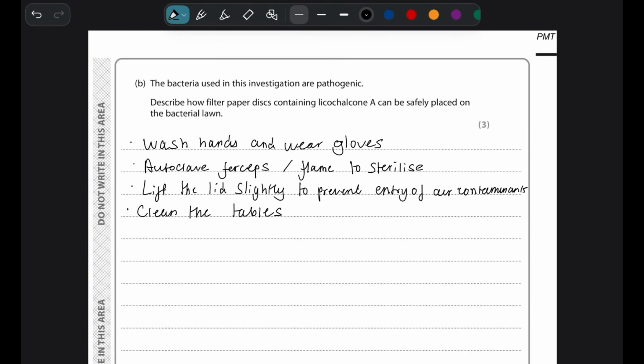Okay, so something that when you were doing this practical should have been really emphasized to you was the importance of aseptic technique. And I think aseptic technique is really important in terms of just memorizing the different things that you kind of have to do for A-level biology. These are some of them. So making sure you're washing hands and wearing gloves, making sure that you autoclave or flame the forceps to sterilize. Also, when you're doing the practical, only lifting the lid slightly because it's going to prevent the entry of air contaminants, and also making sure you clean the tables before and after. So those are just things to mention.